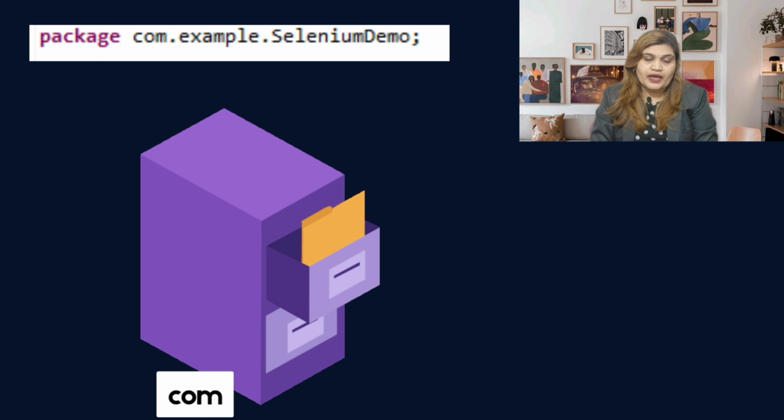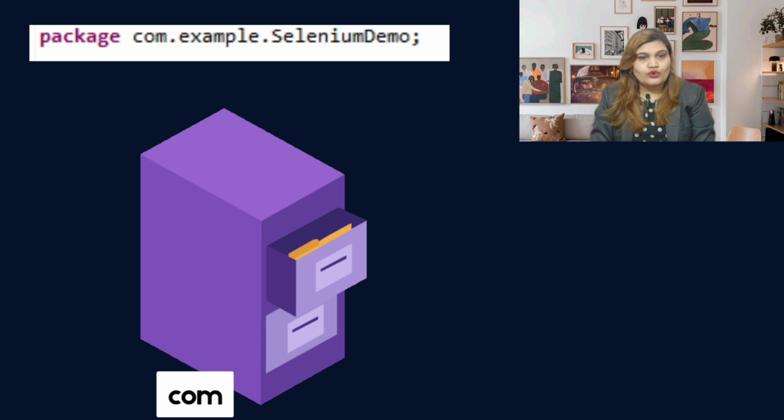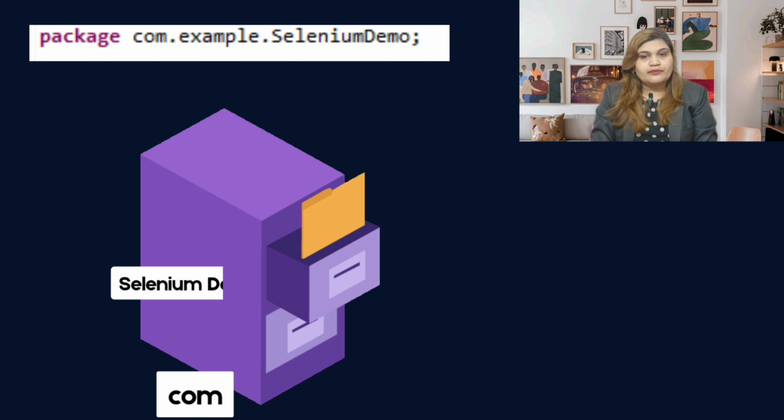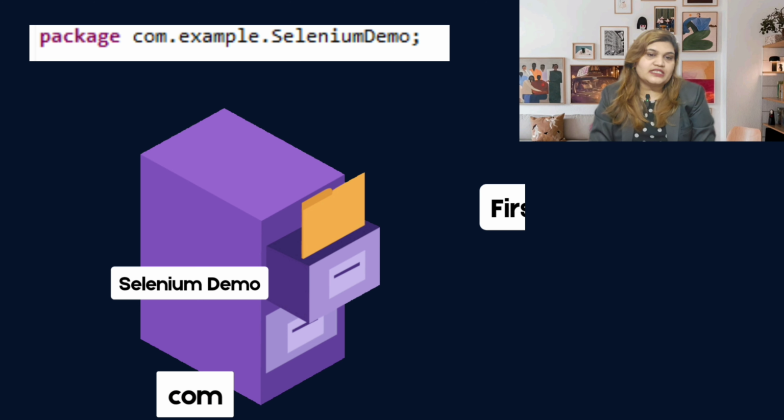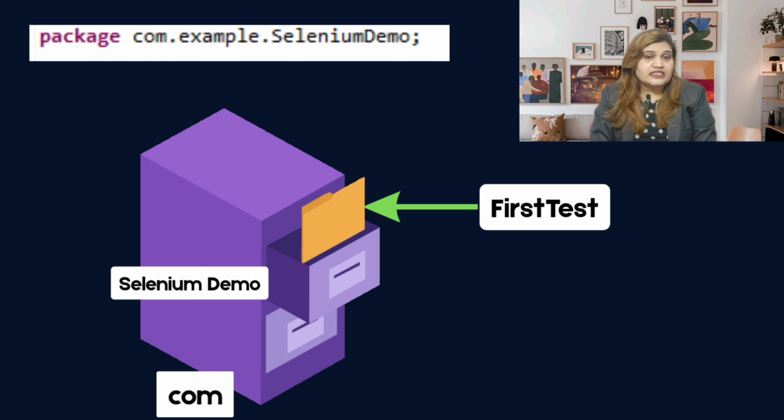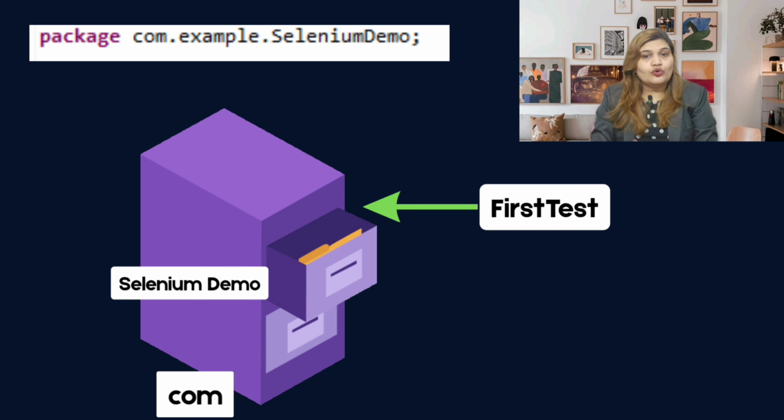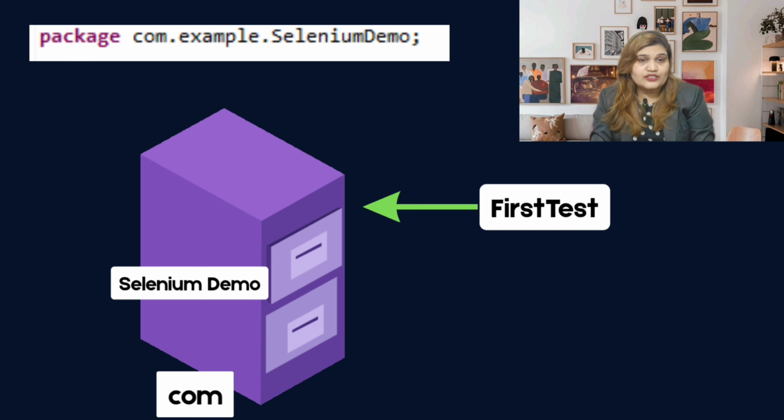Here's a real world comparison. Imagine you have a big cabinet at home. Inside you have folders. You name one folder Selenium demo, and inside that you put this file. If you want to find this file later, you just follow the folder path. Open the com folder, open seleniumdemo, and boom, there's your file.